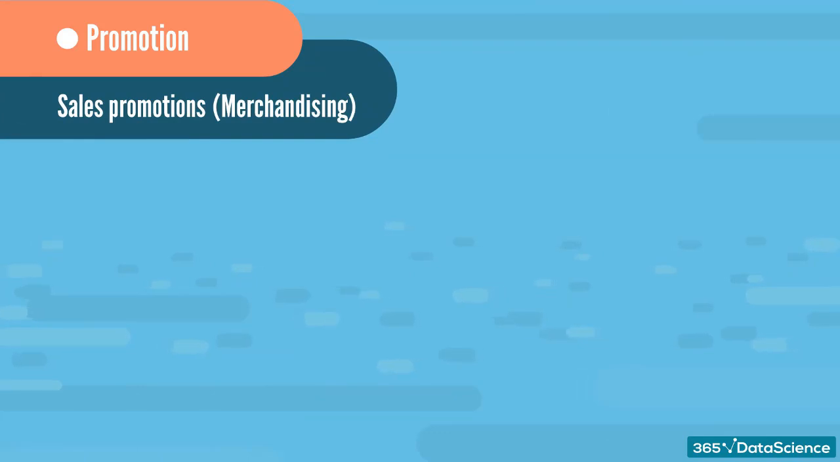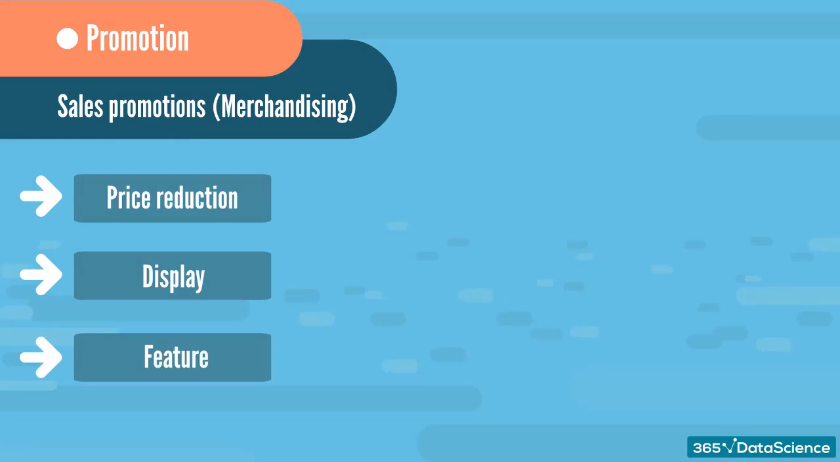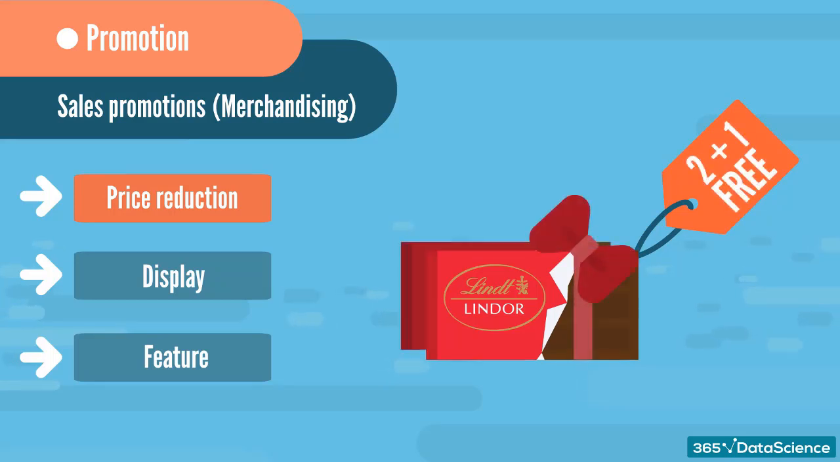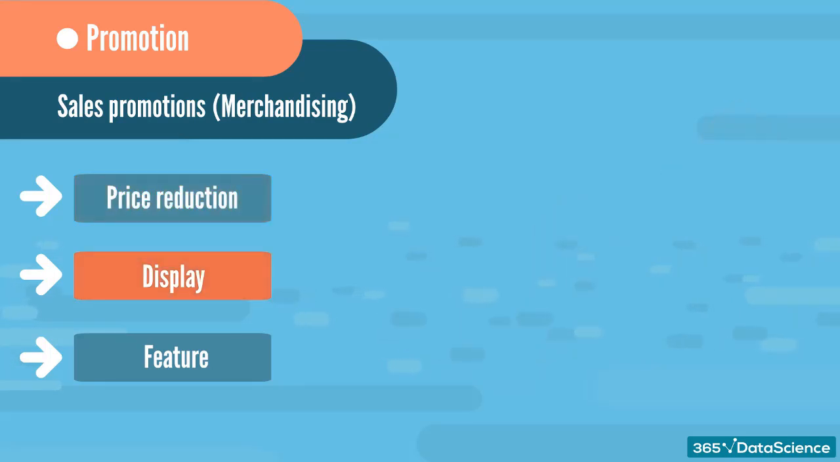There are three types of merchandising: price reduction, display, and feature. Price reduction is the simplest to grasp because we notice it every day. A given product that used to cost $5 is now being sold for $2. Price reductions could also be more complex. They could be conditional on buying more units. For example, a promotion could consist of buying 2 chocolate candy bars and getting a third one for free, essentially providing a 33% discount.